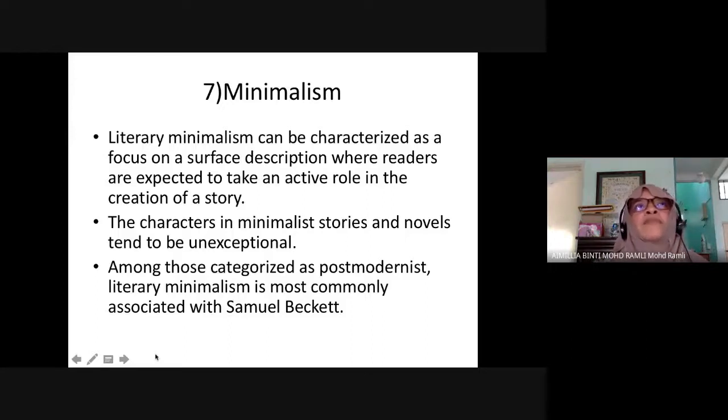Samuel Beckett wrote Waiting for Godot, and the conversation between Vladimir and Estragon is very minimalist. They only exchange a few words with each other. So there's nothing outstanding about the characters themselves. It's just minimalist. It in itself produces a kind of mystery because the characters do not really speak more than they should.